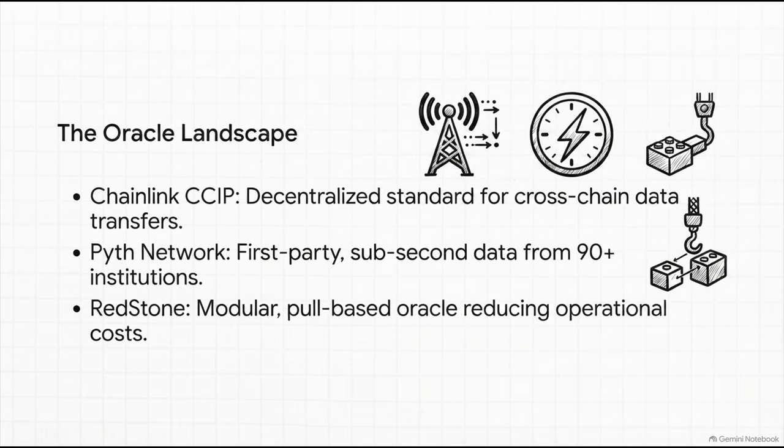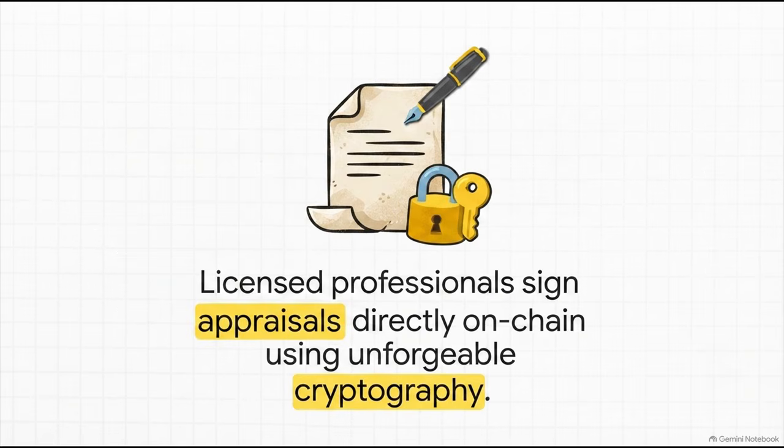And finally, Redstone offers a pull-based model. This means smart contracts only request data when they actually need it, which drastically cuts costs for assets that don't need second-by-second updates. But what about unique, illiquid assets? Things like commercial real estate. You can't exactly pull that from an exchange order book, right? So the crucial point here is this incredible innovation, the attestation oracle. This basically maps regulated professional human judgment directly onto the blockchain.